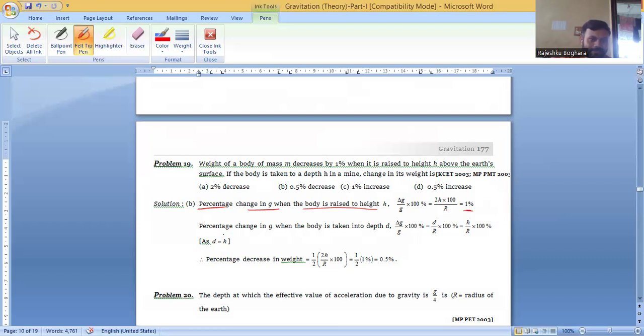Now percentage change in g when the body is taken to depth: delta g by g into 100 is d by R into 100%, d equal to h, so h by R into 100%. So putting values, h into 100 by R is equal to 1 by 2%, which means 0.5%. Okay, so 0.5% change occurs.